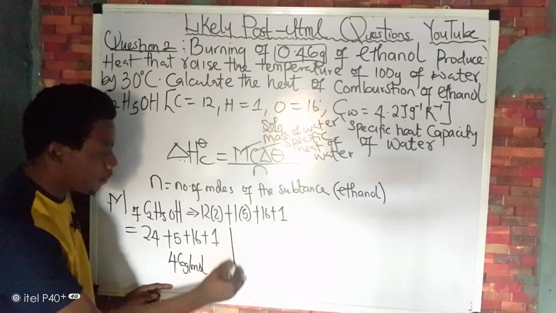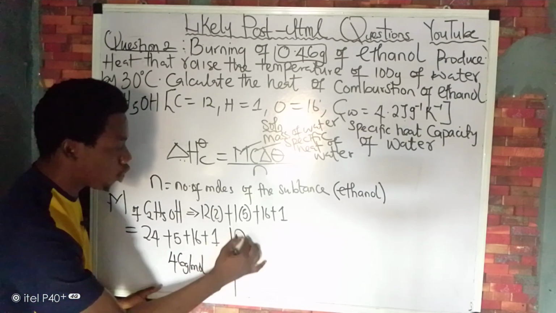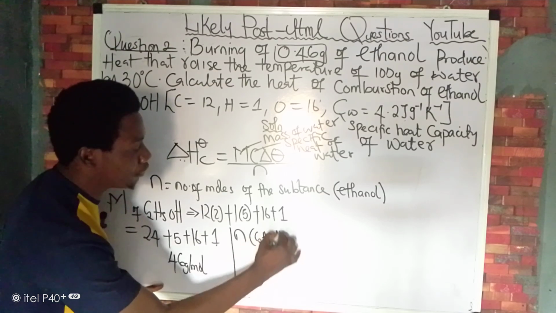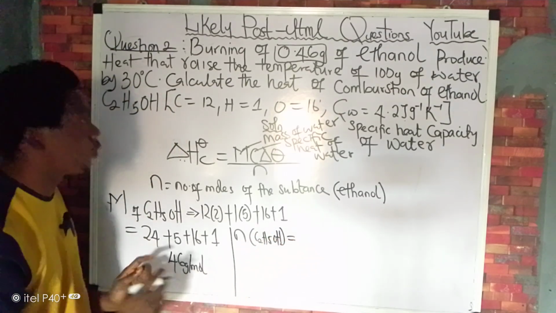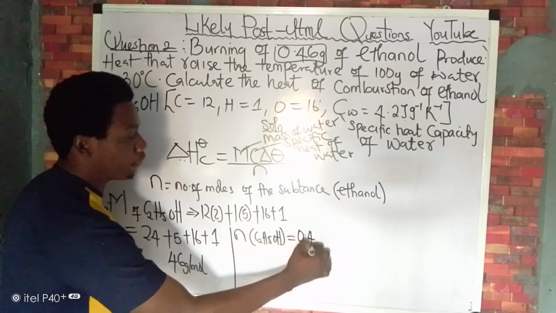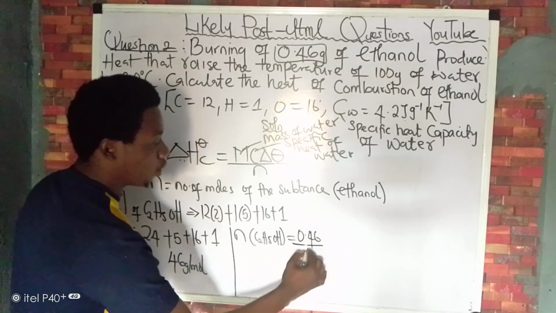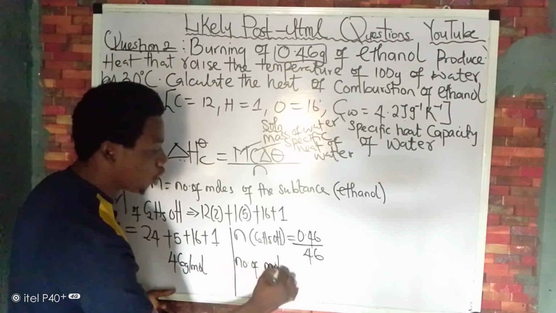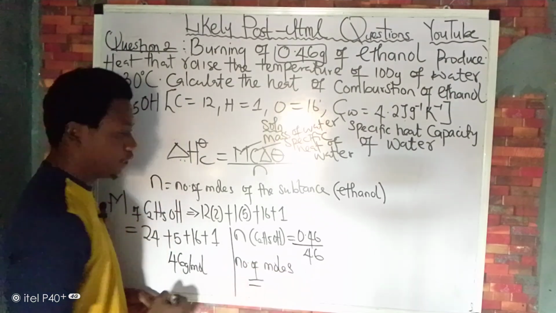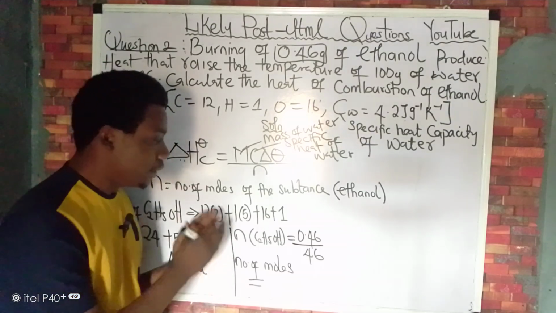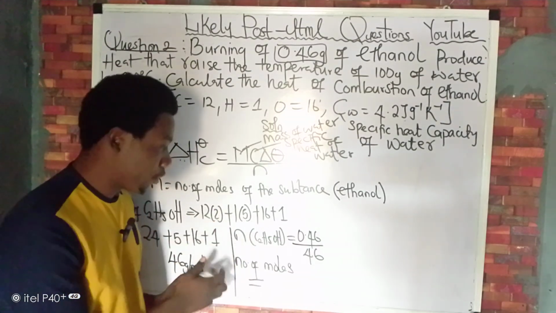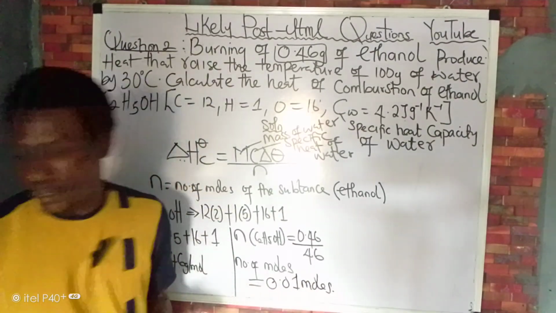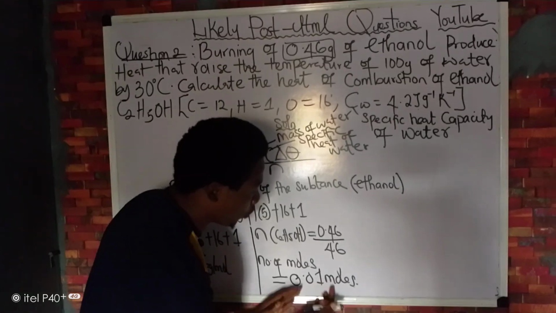So let's get the number of moles of ethanol. For the number of moles of ethanol, C2H5OH, it will give us the mass of ethanol, which is 0.46, over 46. So what is the number of moles now? The number of moles of ethanol will give us what? Let's do that quickly. 0.46 over 46. I think you have 0.01 moles. But let's confirm it. Correct. So you have 0.01 moles.